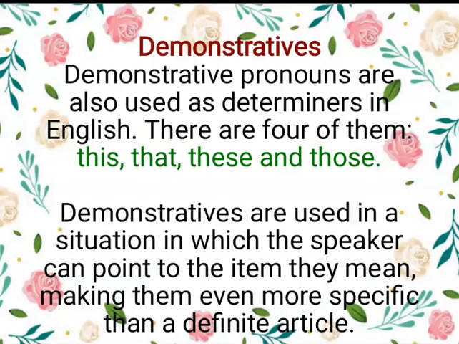Demonstrative determiners. The demonstrative pronouns are also used as determiners in the English language. Normally, the usual ones we've been seeing in the determiners are a, and you get to see the word "the". But here we also have some other words, such as the demonstrative pronouns used as determiners too. So we have four of them: this, that, these, and those.